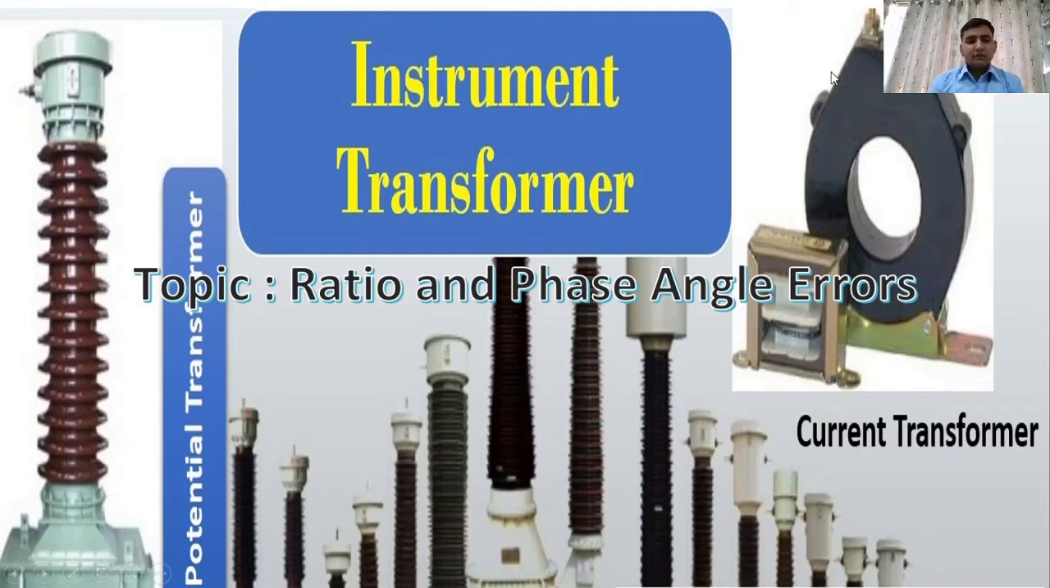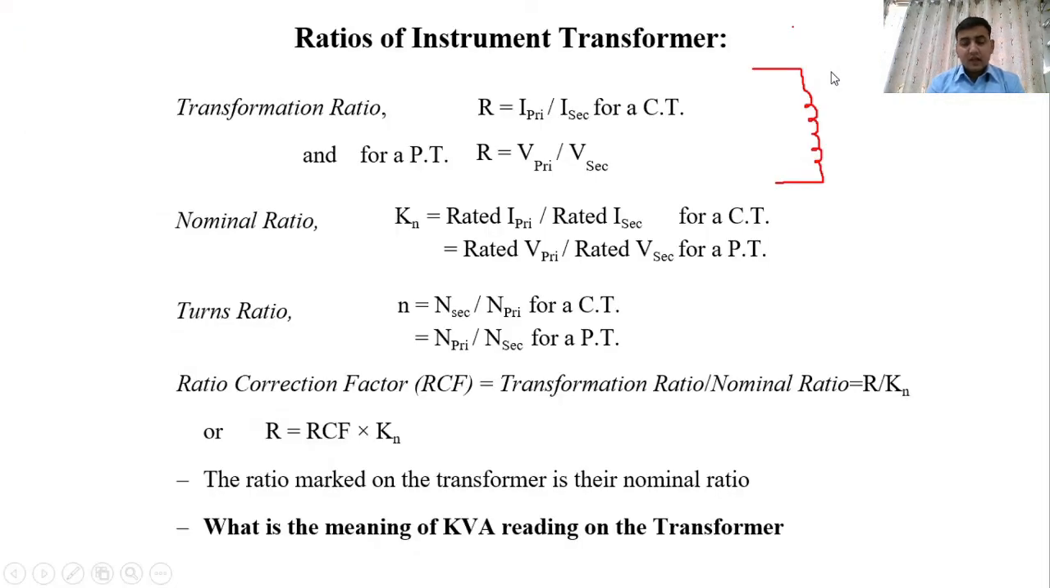Hello students, here we are with our new topic, which is on ratio and phase angle error. This topic is from our unit 3, which is instrument transformer. In this topic, first we have to differentiate between the three types of ratios, which are transformer ratio, nominal ratio and turn ratio. Okay.